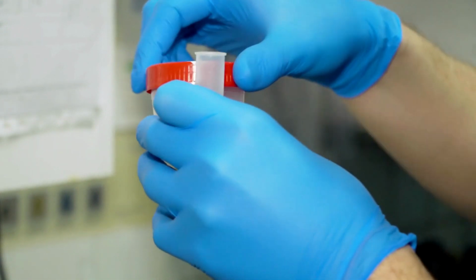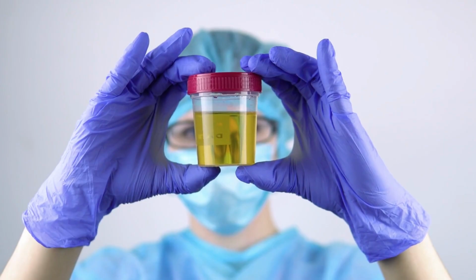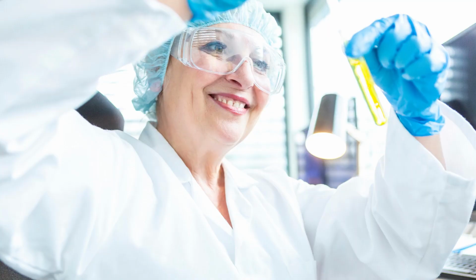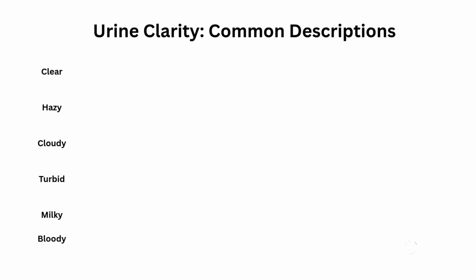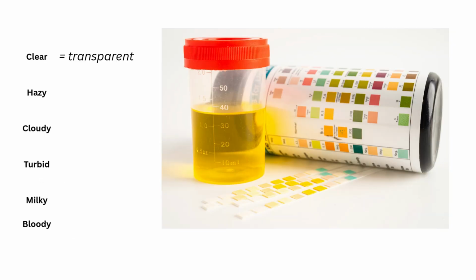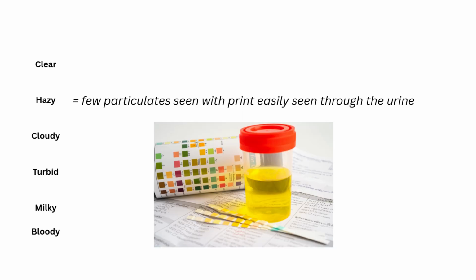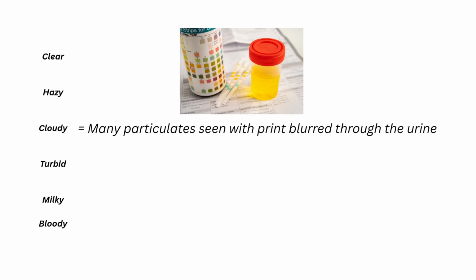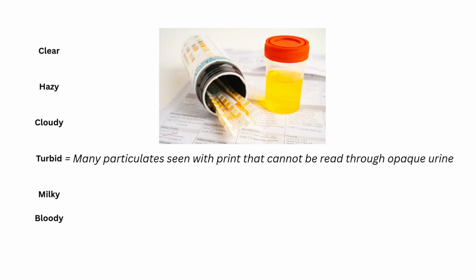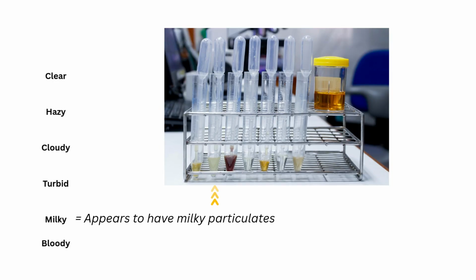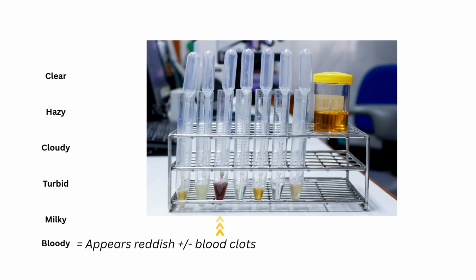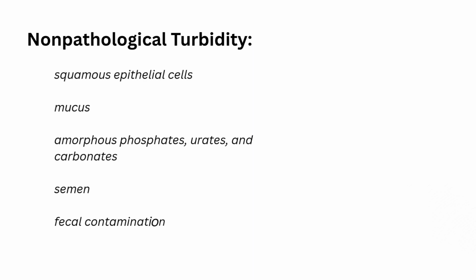After mixing the specimen well, looking through a clear container, and using a good light source, we use common lab descriptions to describe urine clarity. We can see many causes of nonpathological turbidity.